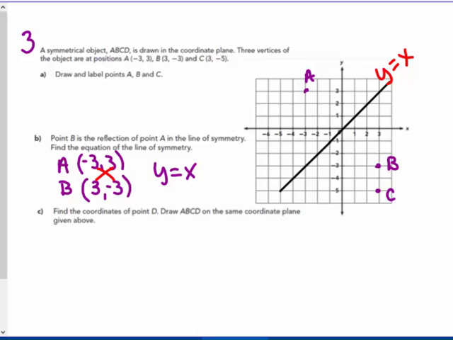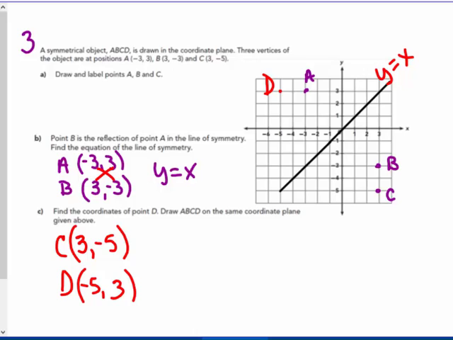So find the coordinates of D. Well, if C is 3, -5, then y equaling x, D should be -5, 3. They exchange places. So -5, 3. That would be D. That makes sense to me.